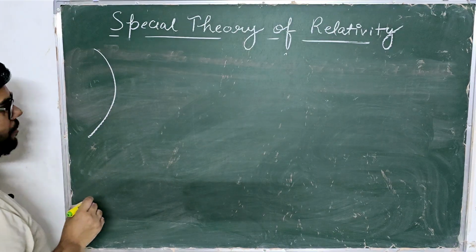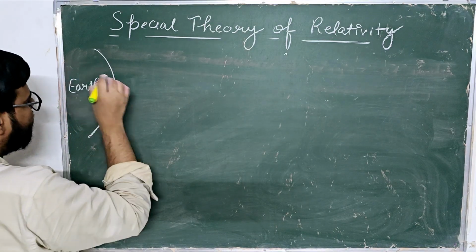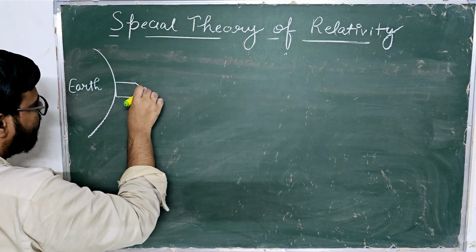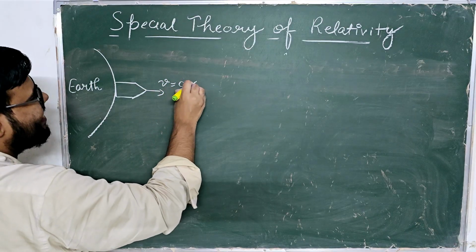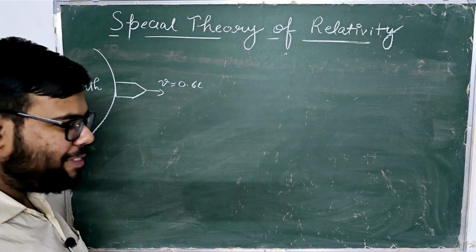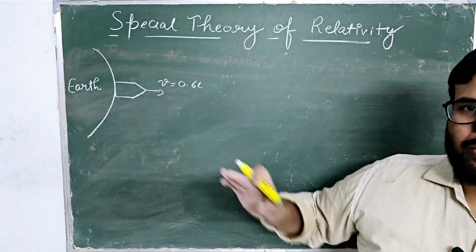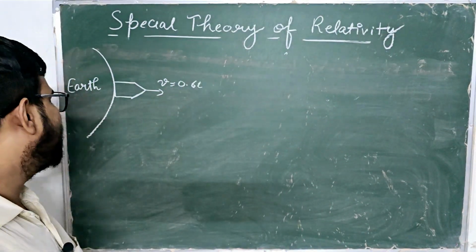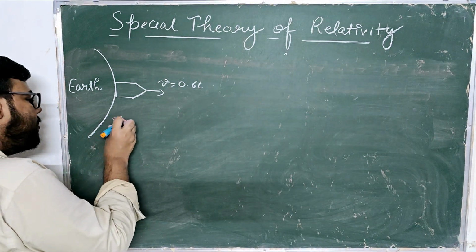This is Earth, and suppose you launch a rocket with a velocity 0.6 times the speed of light. Of course, we can't be practical over here because we haven't reached this velocity for our rocket till now, but still it makes sense. So this is the S frame.